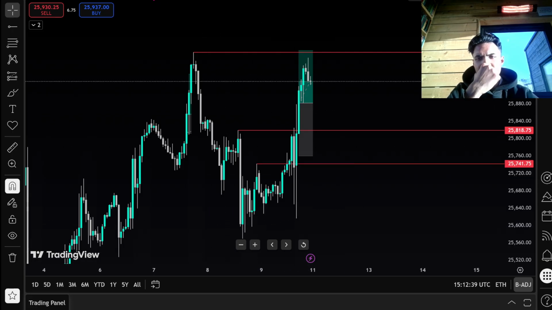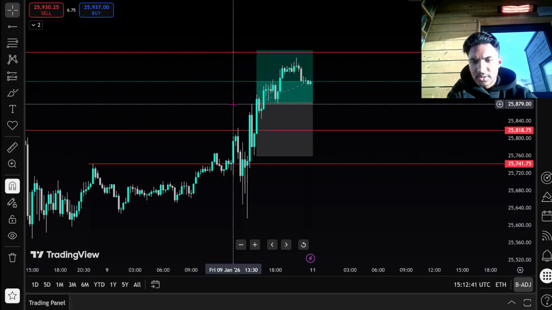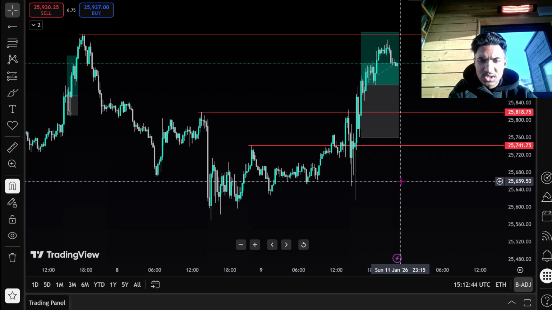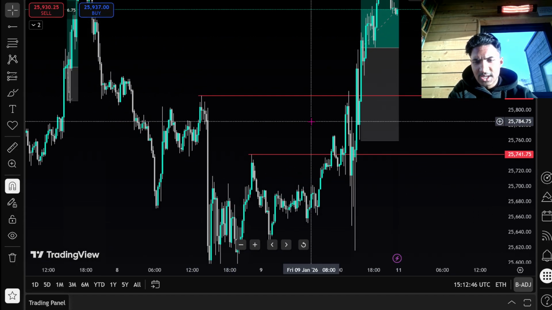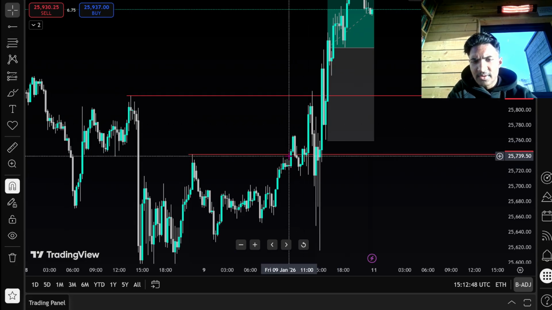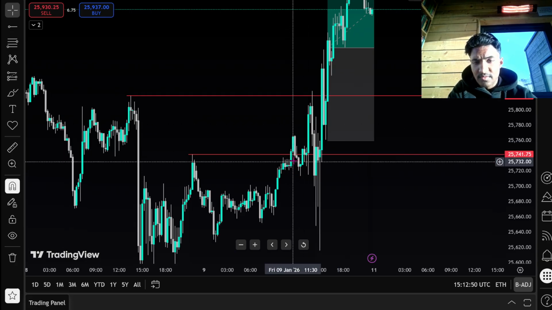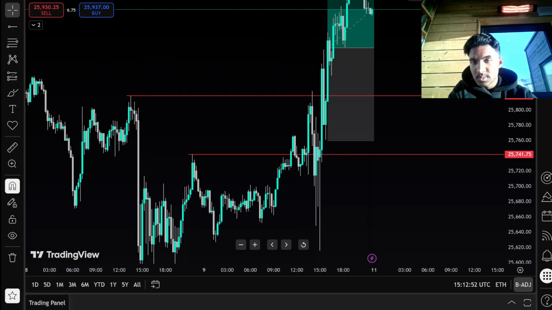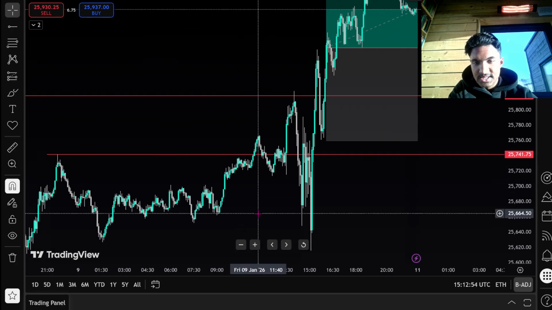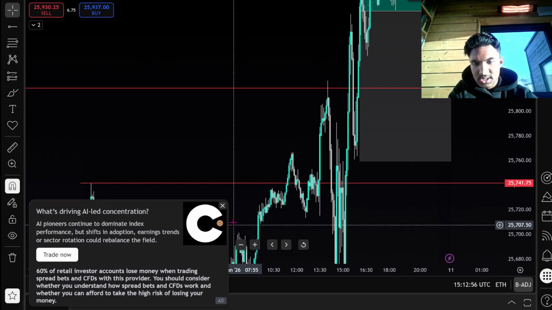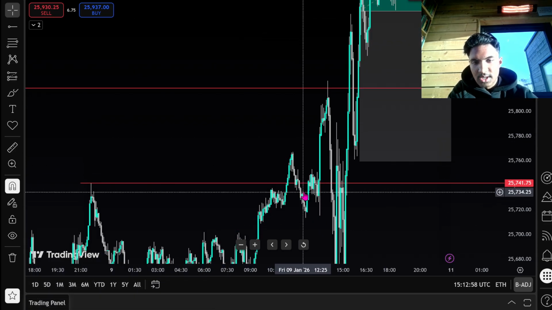The next step was basically on the 15 minute. On the 15 minute, what did we want? We just wanted a break. A break was literally just a body close above the zone. And once we have a body close above the zone, remember, as I said, we go to the 5 minute and then look for a retest. A retest was literally just when price comes back into the zone.